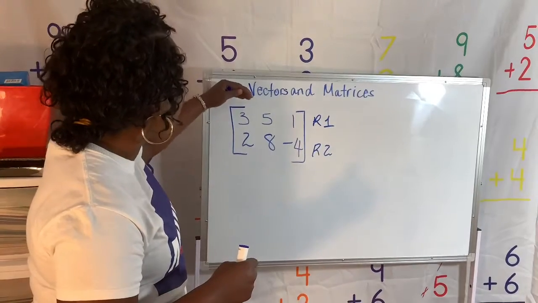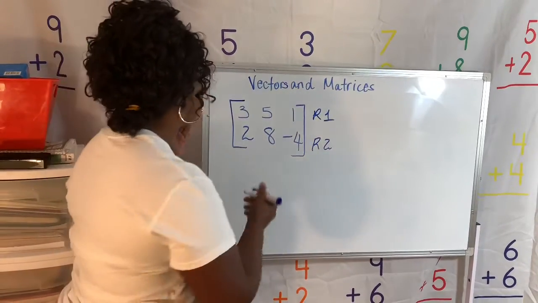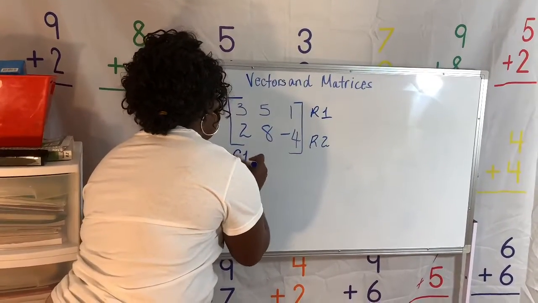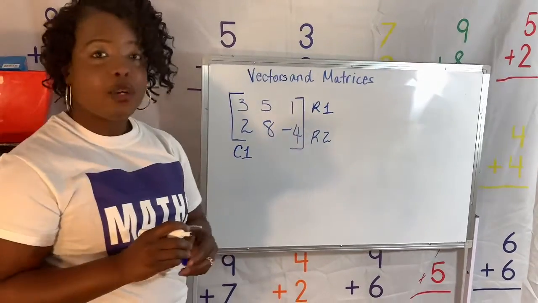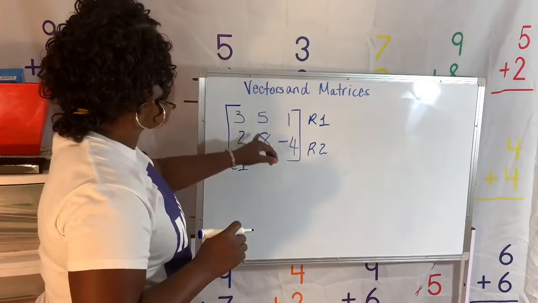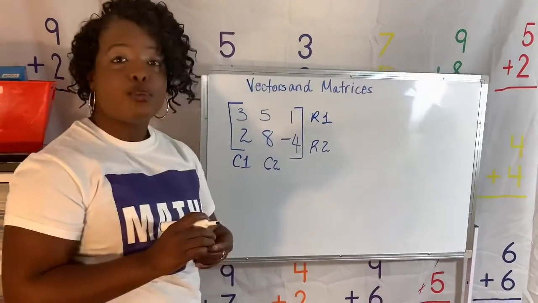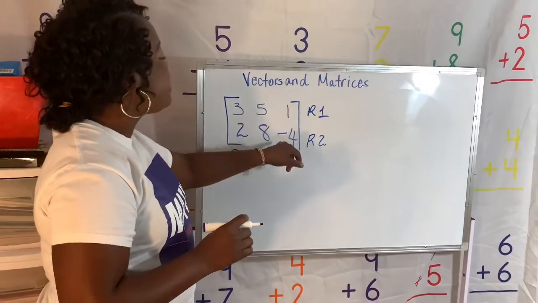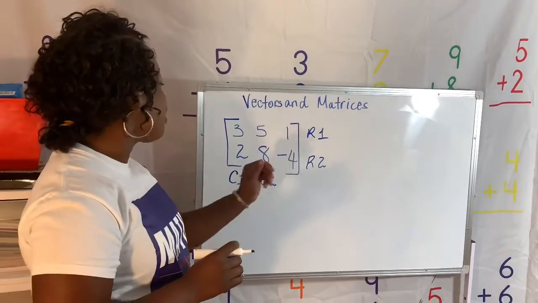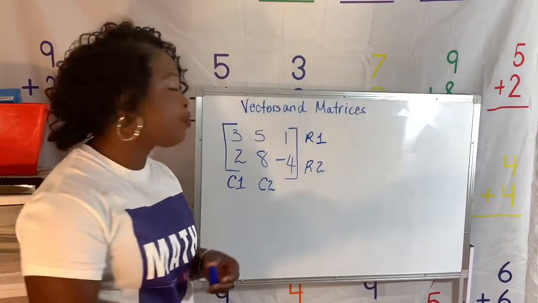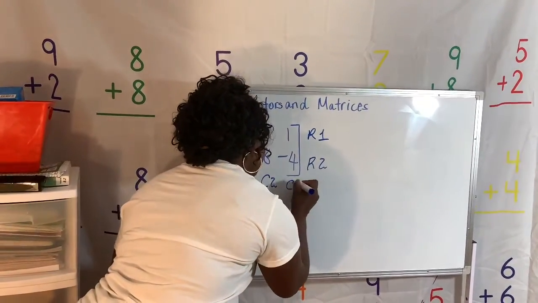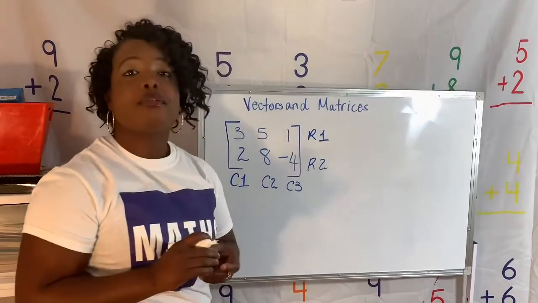Here, if you notice, we have 3, 2 going down. This we call column 1, so I'm going to put C1 for column 1. We have 5, 8 going down, so I'm going to call this C2 for column 2. And then I have 1, -4 going down as well, so I'm going to write C3 representing column 3.